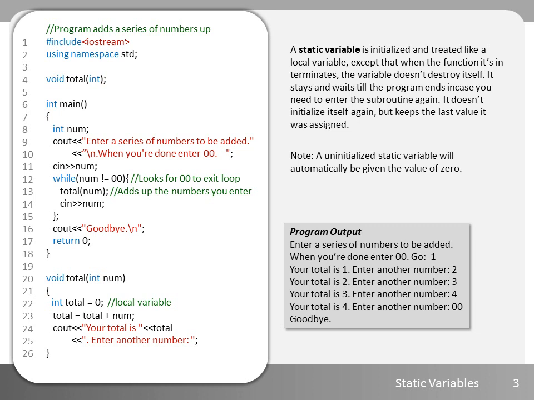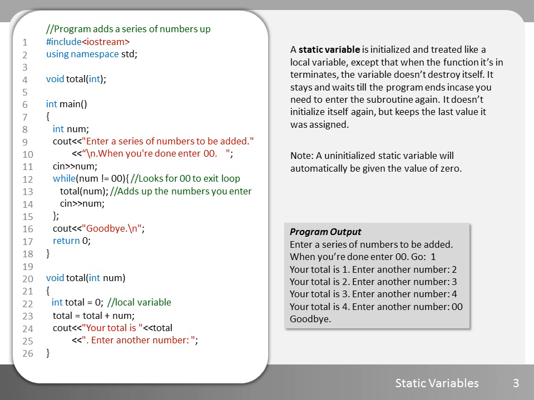Another kind of variable is a static variable. A static variable is the same as a local variable, except that when the subroutine terminates and destroys, the static variable stays saved in memory in case you need to return to that function. And when you do, the static variable doesn't reinitialize. It stays with its previous held data.